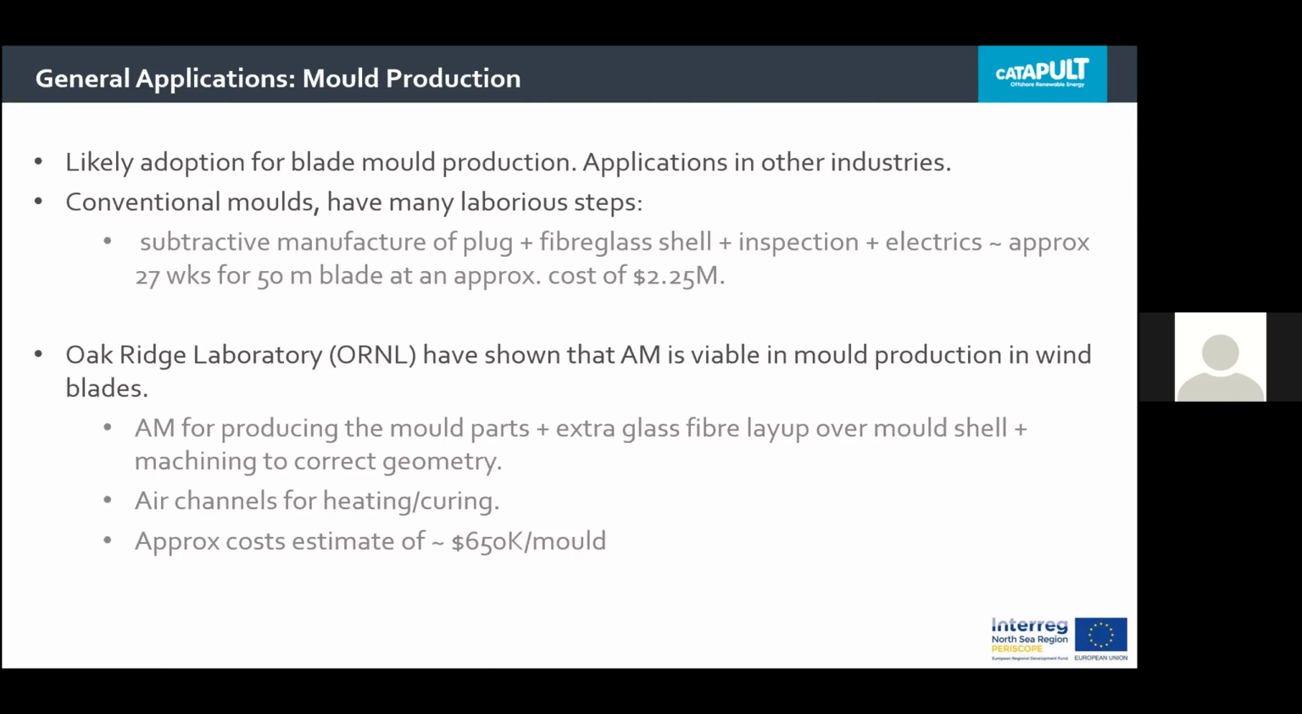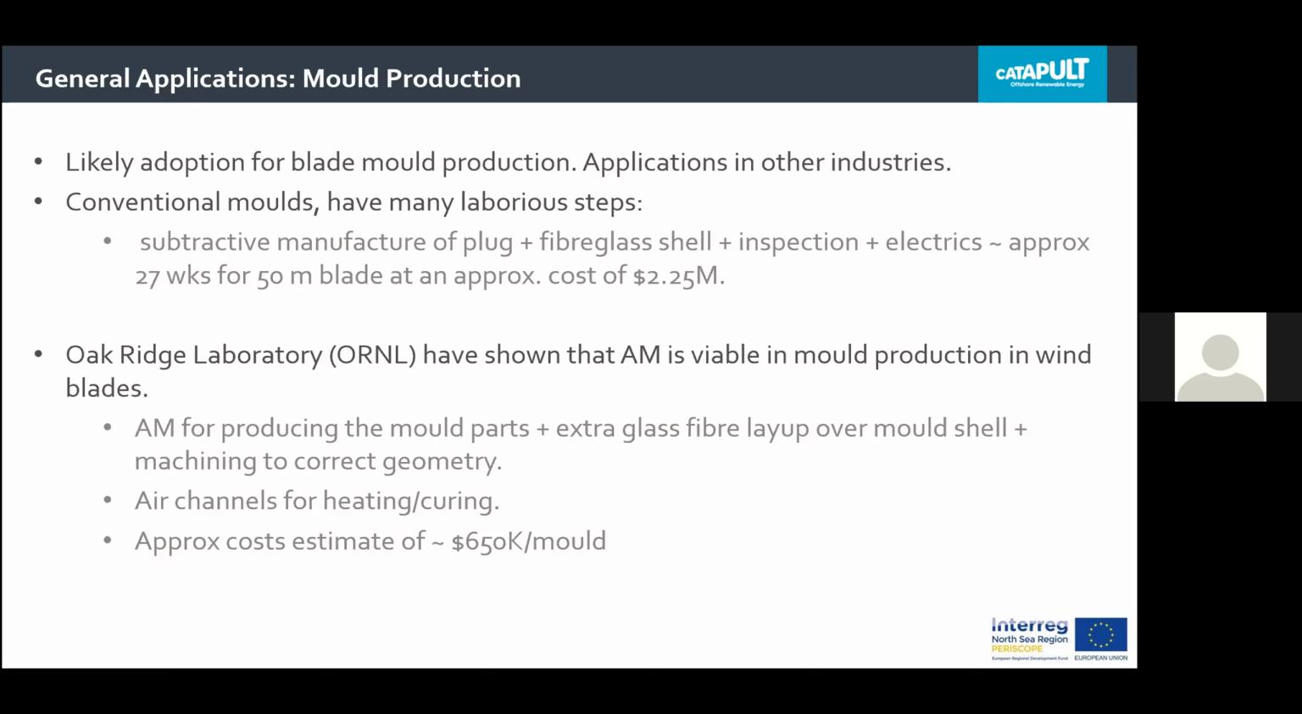Typical conventional molds in turbine blades have a lot of more laborious steps. You have to manufacture the plug, which is the male mold from which the female mold is then formed. Then you've got the layup of the fiberglass shell, plus the inspection, plus the installation of the electrical systems, etc., etc. So that's time consuming. It's estimated to take around 27 weeks for a 50-meter blade at a cost of just over $2 million.